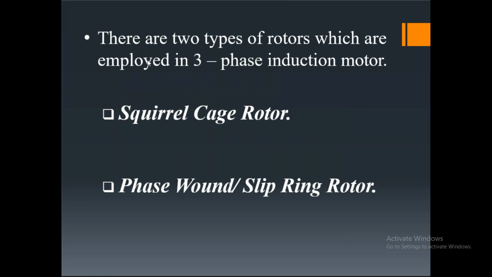See here, these are the two types of rotor which are employed in the three-phase induction motor. The first one is squirrel cage and the second one is slip ring. It is also called the phase wound motor rotor. Keep in mind that there is squirrel cage induction motor, and phase wound induction motor or slip ring induction motor. Okay, now we'll see them one by one.